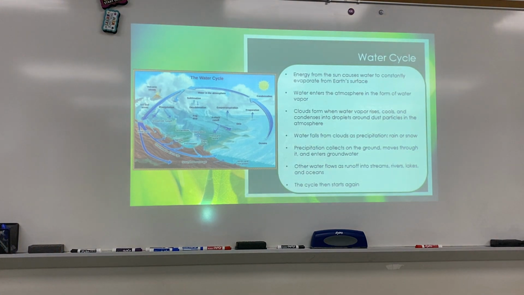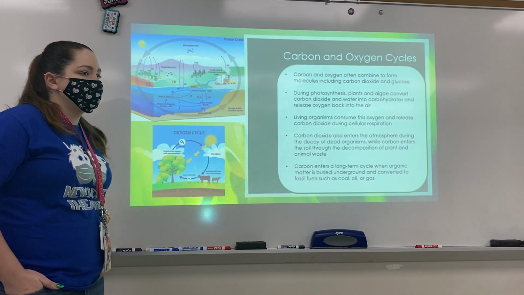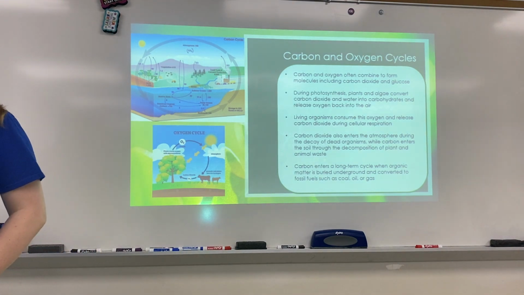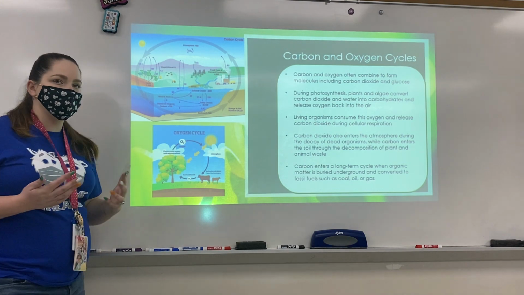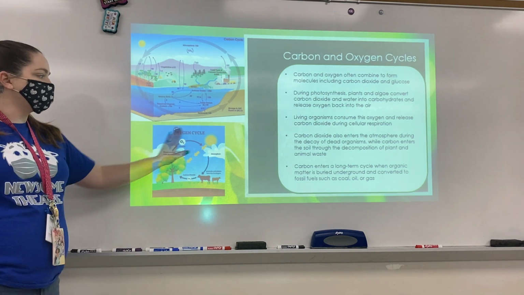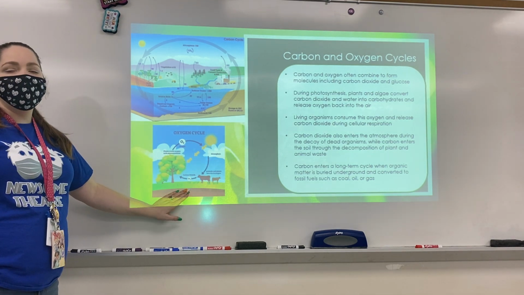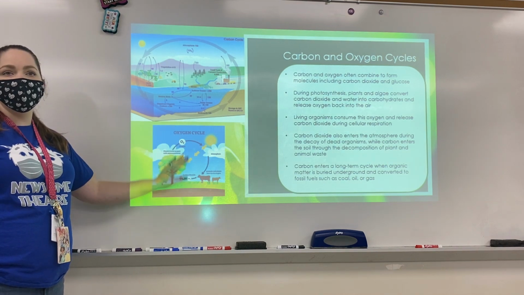Okay, so our next cycle is our carbon and oxygen cycles. Again, these are very typically looked at together because carbon and oxygen are going to come together to make carbon dioxide and glucose. So you kind of typically have to look at these two cycles together. So we have a small cycle that is the relationship between carbon dioxide and oxygen that we've already studied.